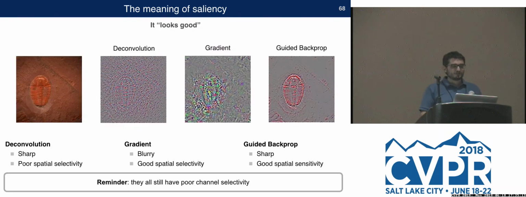Well, one thing I could be looking for is how good looking is the image. So I showed you an example before. The deconvnet sharp but uniform, gradient blurry but focused, and guided backpropagation somehow the better of both, or the combination of both. Well, yes, it looks good, but this is maybe not the sort of criterion you want to use.